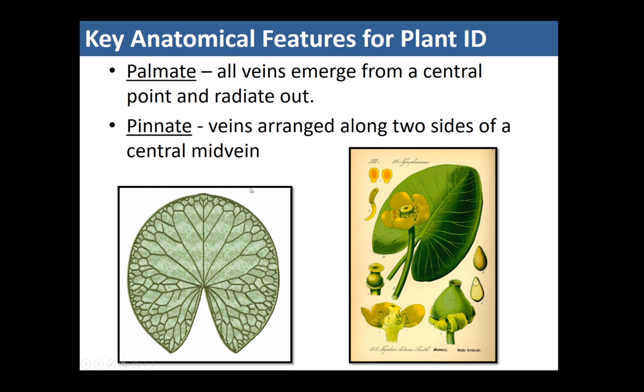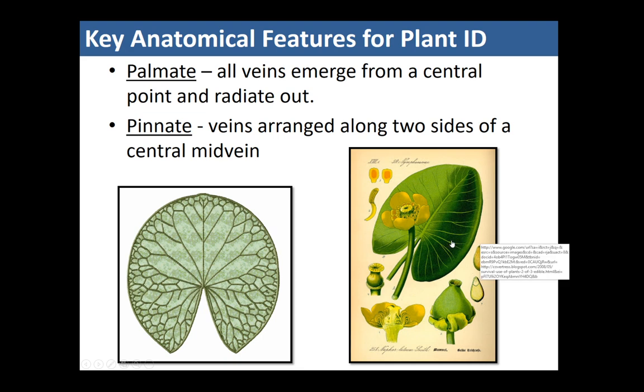Palmate is when all the veins emerge from a central point and radiate out. So here's white water lily, and you can see on this picture all the primary venation emerges from this central point and radiates out, kind of like the way your fingers radiate from the palm of your hand. So that's palmate.